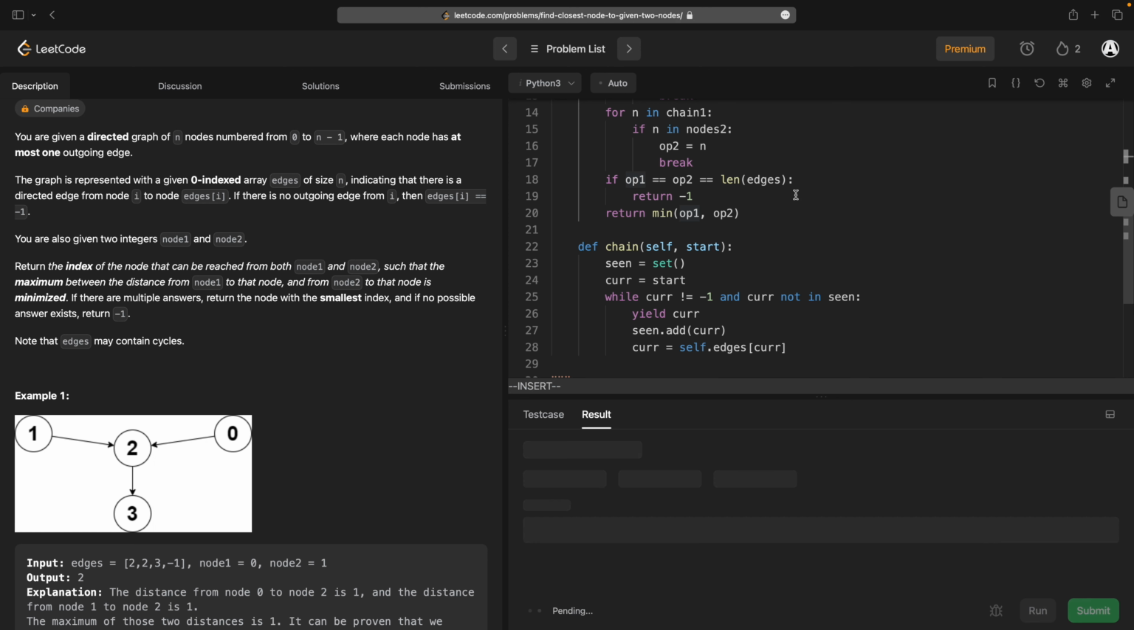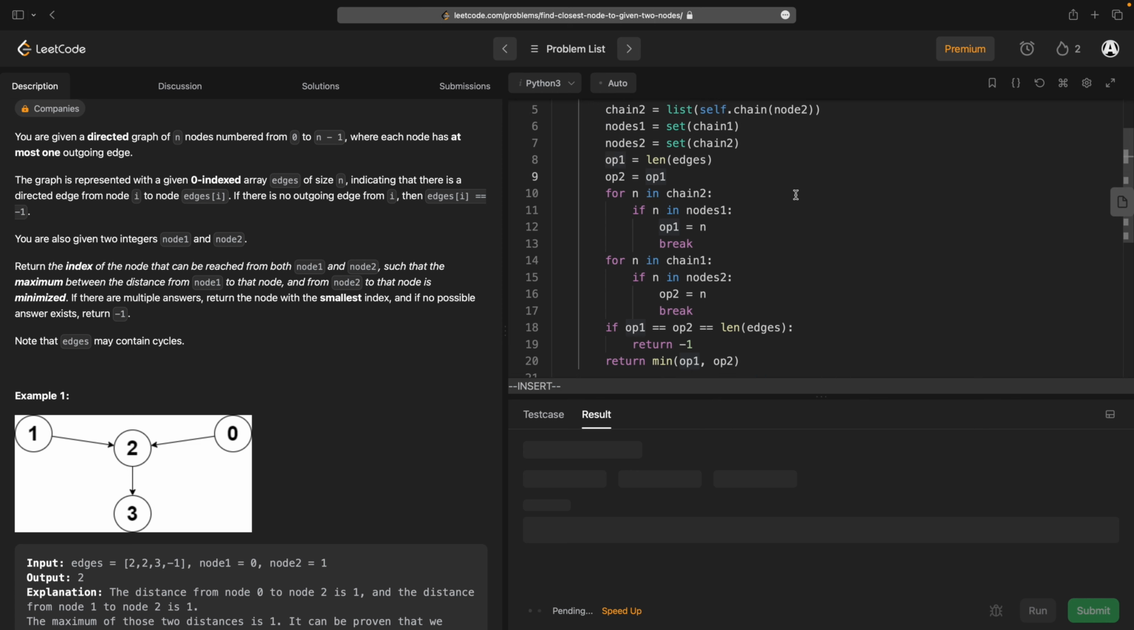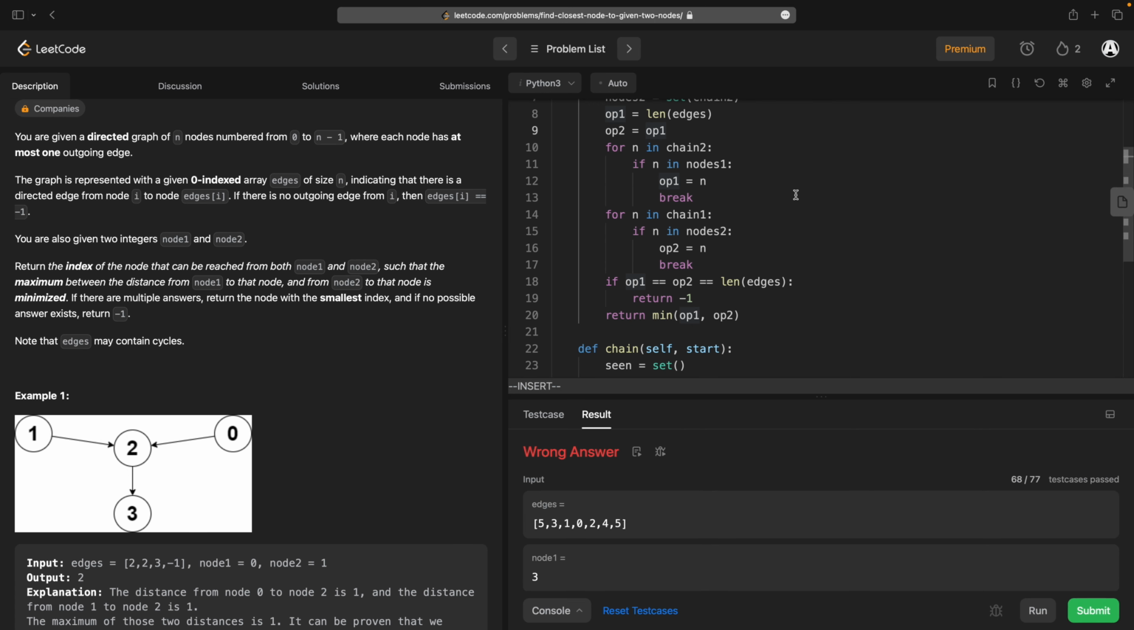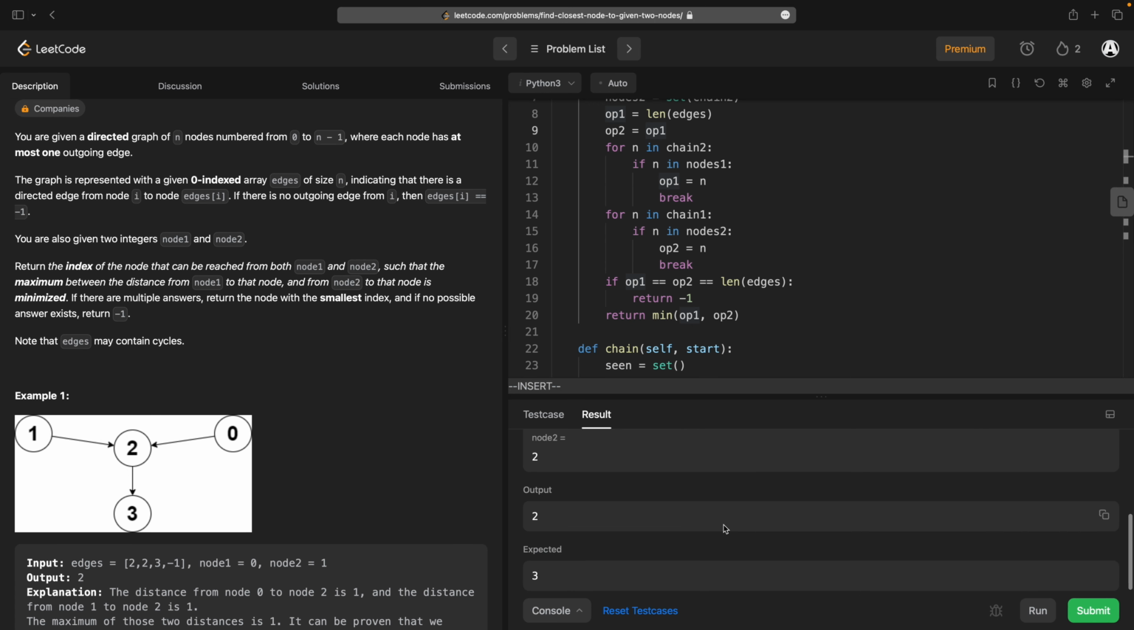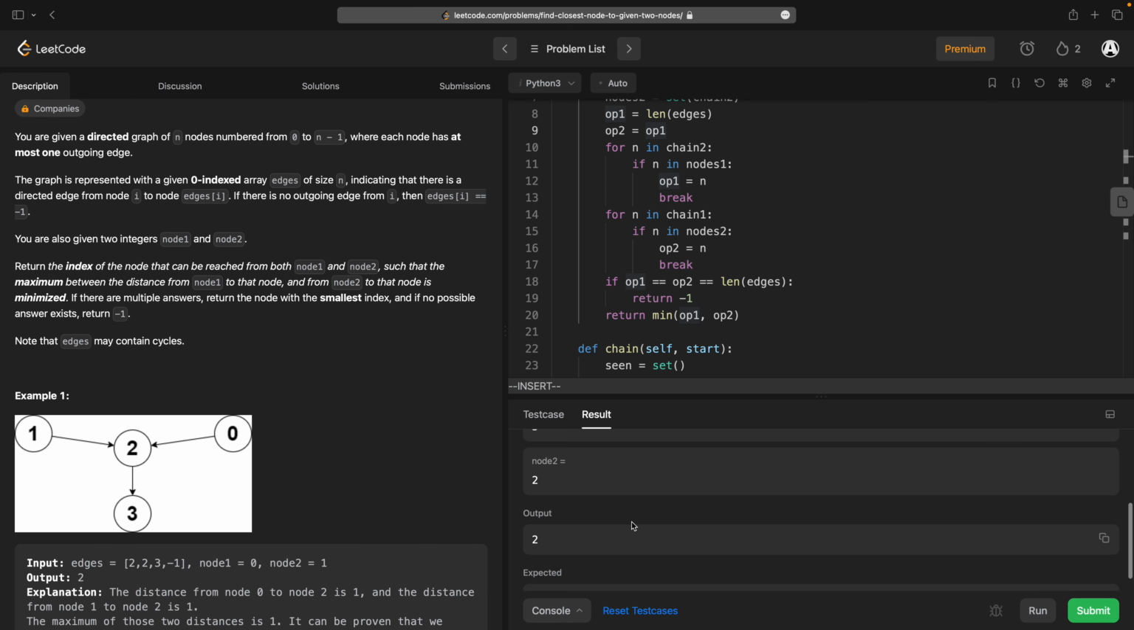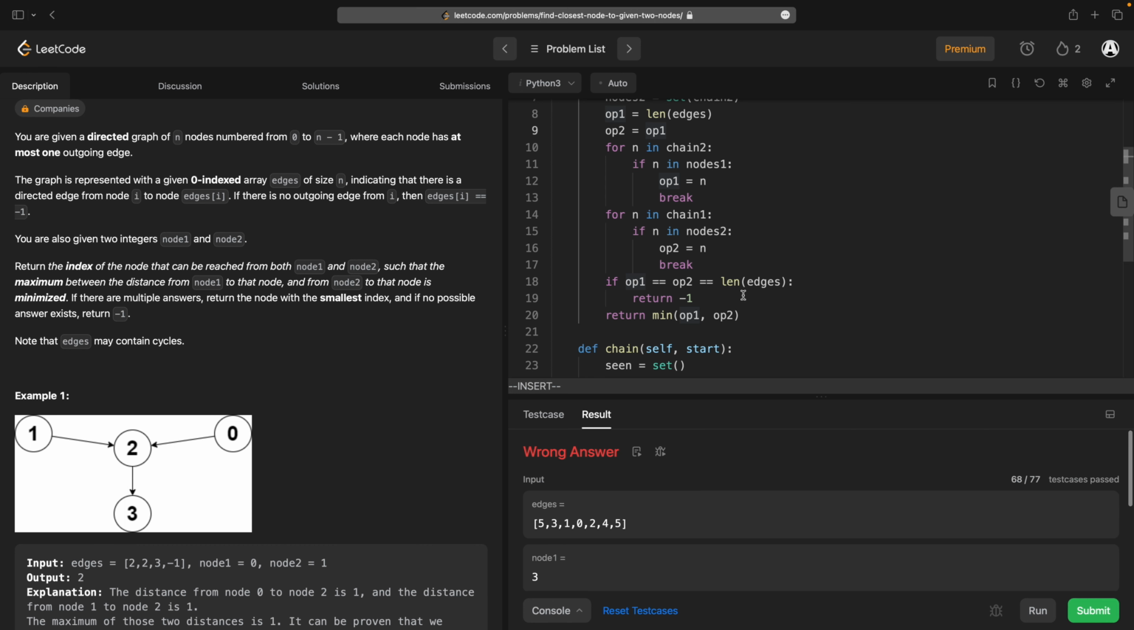Let's give it a go. Let's submit it. It's pretty quick, but there's an edge case. So what does this thing look like?